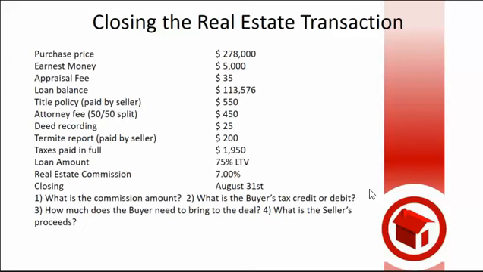Attorney, split 50-50. So that means it's a debit for both parties. It's $225 as the seller's debit, so it would go in the lower right. But it's also a buyer's debit, which means it goes in the upper left where the buyer's debits are. And it's only half because it's split. So $225 one, $225 the other. Deed recording. Debit to the buyer. So put that under the attorney fee. There's $25.